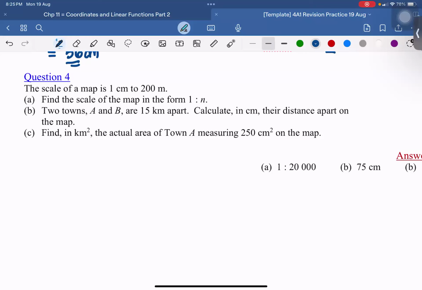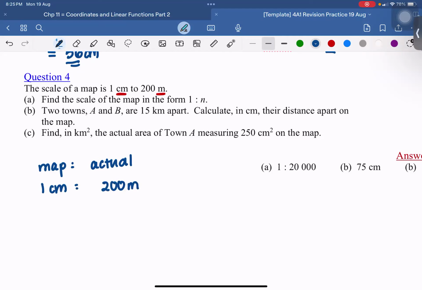The scale of a map is 1 cm is to 200 meters. Take note of certain things. This unit is cm, this unit is meters, right? So when we start off, map is to actual. They already have a set of units. So I follow 1 cm, 200 meters.